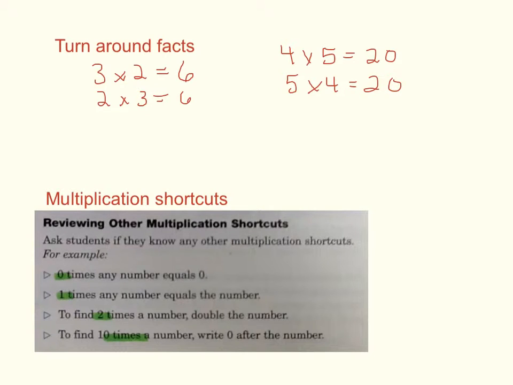Here are a couple more shortcuts that you might remember from last year. First, 0 times any number will always equal 0. 1 times any number will always equal the other number. 2 times a number will double the number. And to find 10 times another number, you write 0 after the number. So for example, if we had 9 times 90.